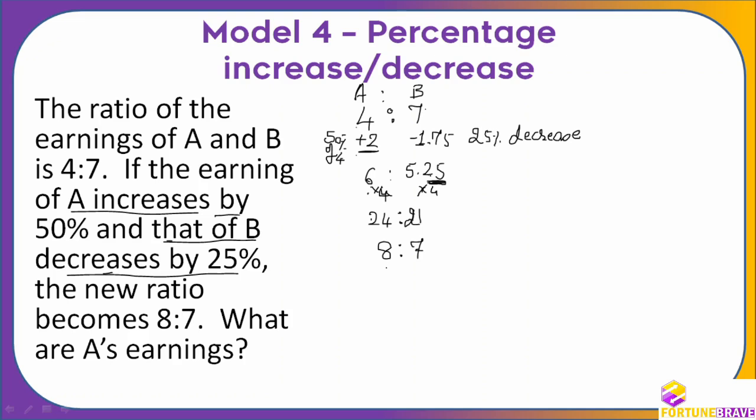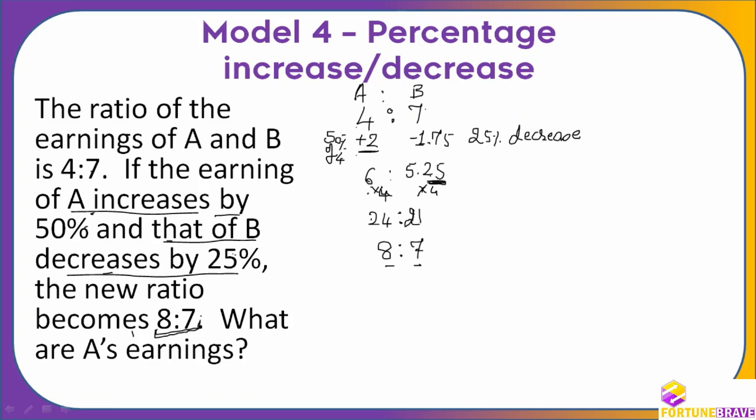21. Here, whatever question has been given, I arrive at the same thing. It is 4 is to 7, then I increase by 50% and decrease by 25%, and I'll get 8 is to 7. So that is what is given in the question. Now how do I find what A's or B's are?